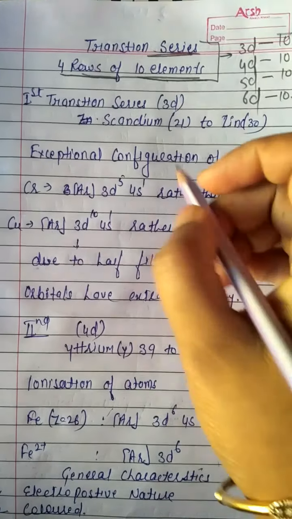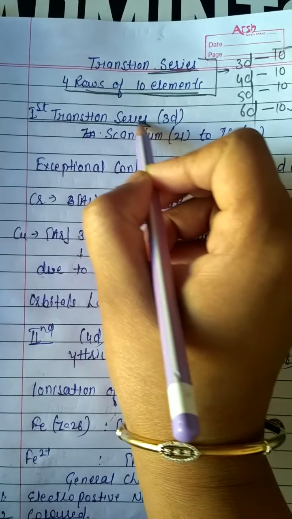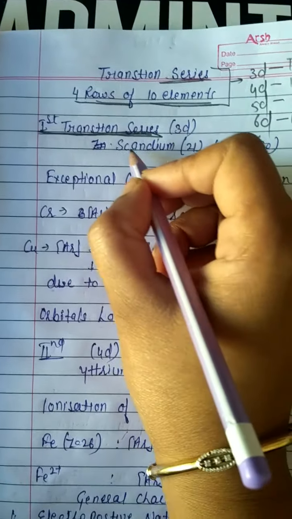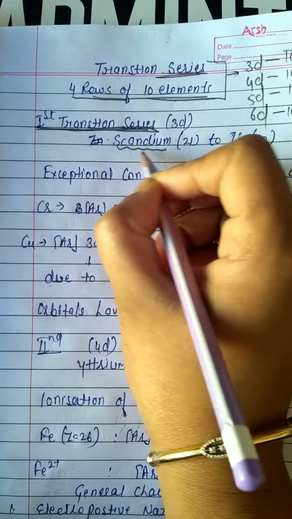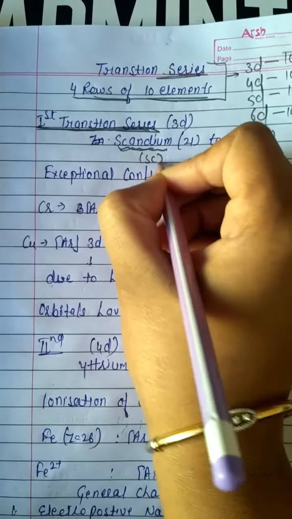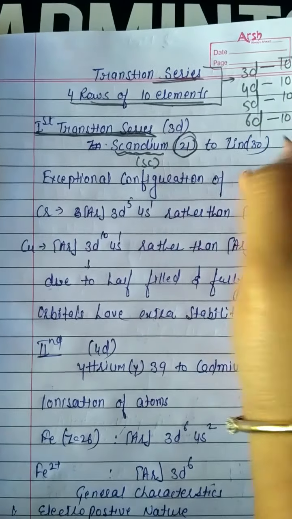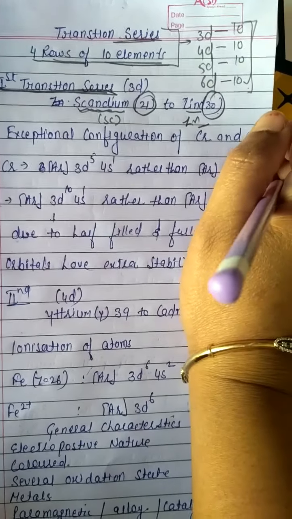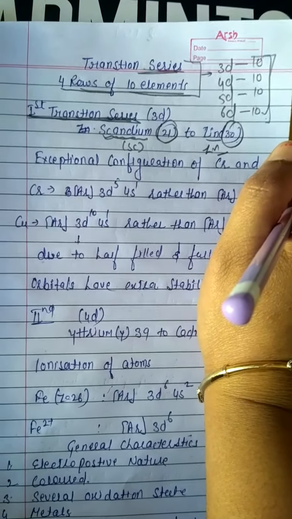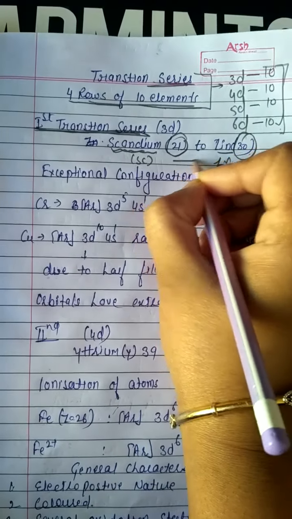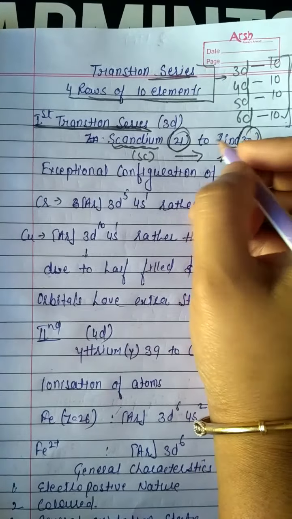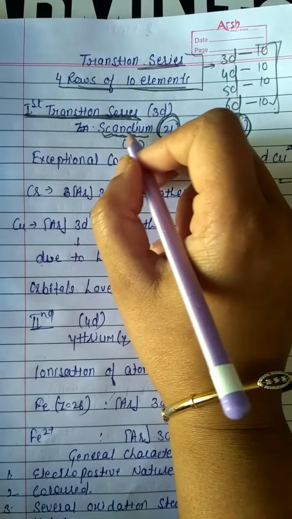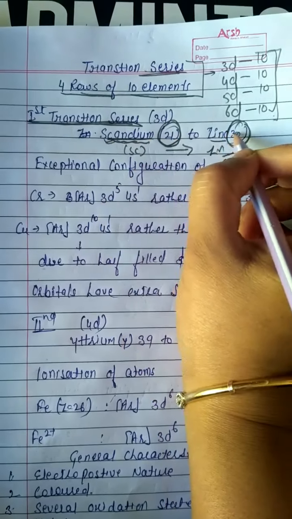Now we are first taking the example of the first transition series. In the first transition series, the elements run from scandium, symbol Sc, atomic number 21, to zinc, Zn, atomic number 30. Clear? The first series of transition elements varies from atomic number 21 to 30, or we can say from scandium to zinc.